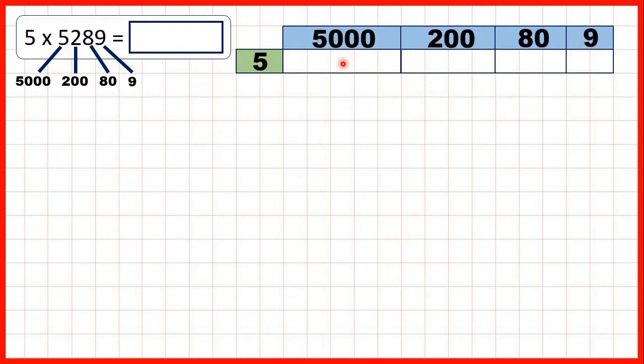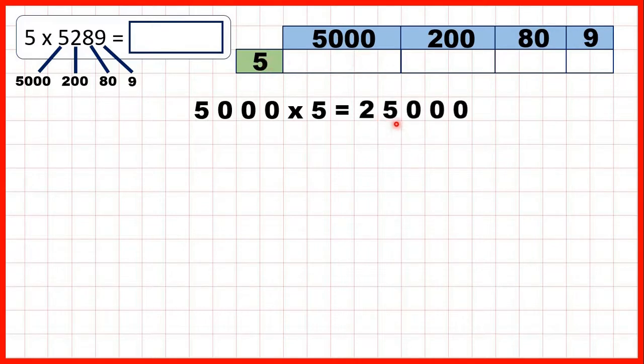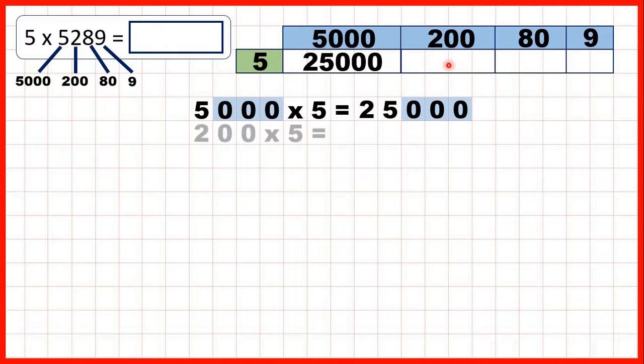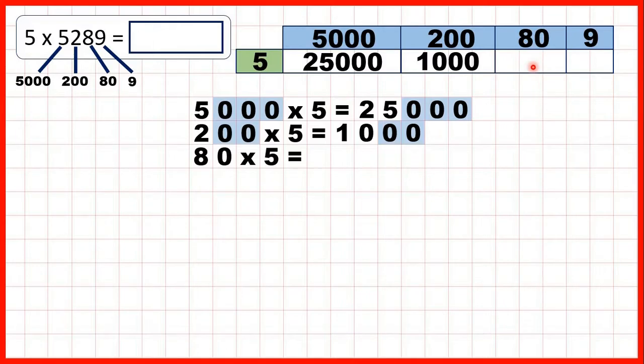Now, for this box here, we need to work out 5,000 times 5. That's 25,000, because 5 times 5 is 25, and then we need 3 end zeros. Here, we need to work out 200 times 5. That's 1,000, because 2 times 5 is 10, and then we need 2 end zeros. Here, we need to work out 80 times 5. That's 400, because 8 times 5 is 40, and then we need one end zero. And here we need to work out 9 times 5, which is 45.